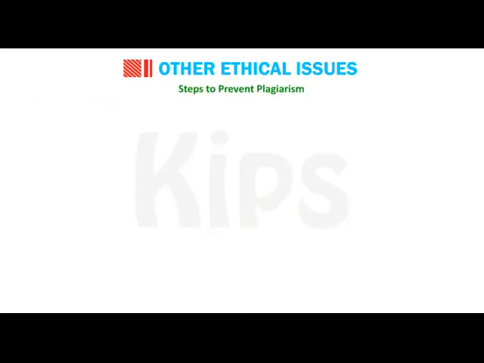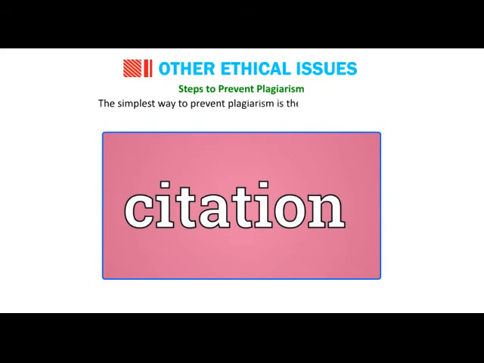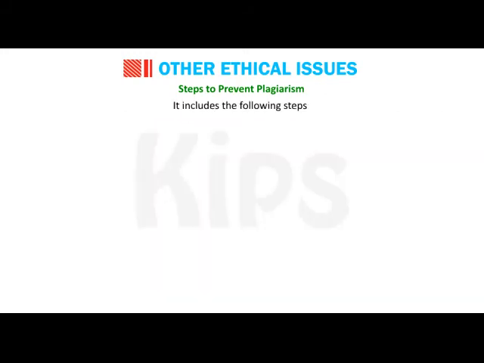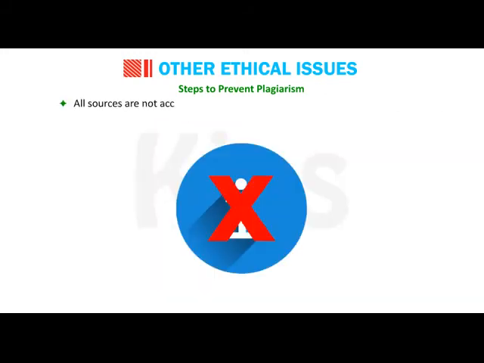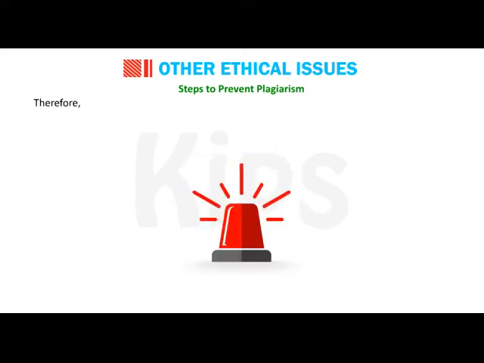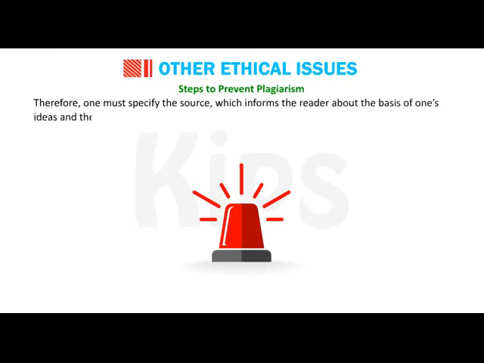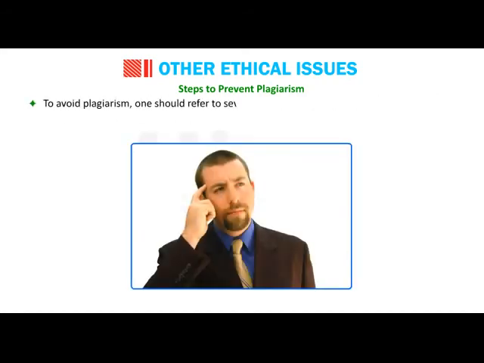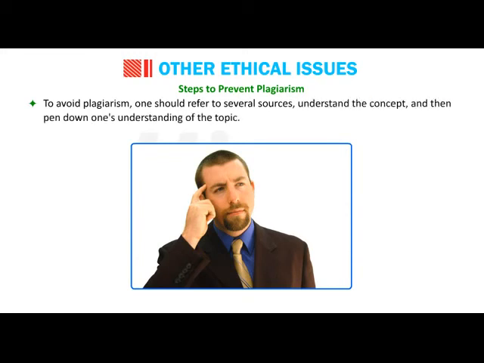Steps to prevent plagiarism. The simplest way to prevent plagiarism is the citation method. Acknowledging the original writer and the source from where the material has been taken is called citation. It includes the following steps. All sources are not accurate, nor do they validate the information as accurate. Therefore, one must specify the source, which informs the reader about the basis of one's ideas and the extent of one's research. To avoid plagiarism, one should refer to several sources, understand the concept and then pen down one's understanding of the topic.